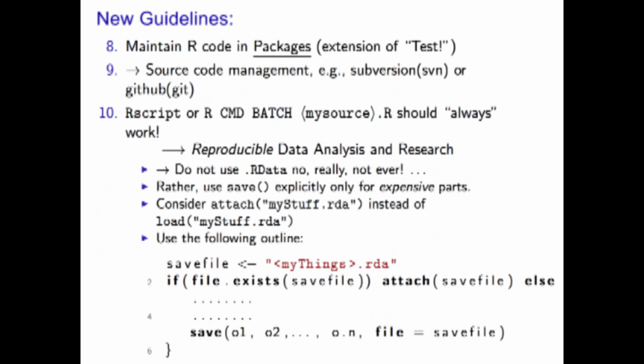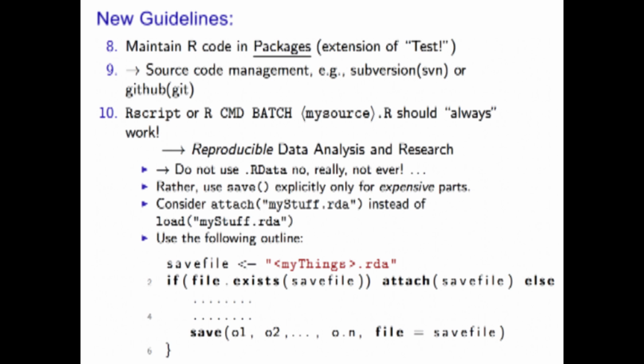So my strict rule is do not use .RData. Not really ever. Don't save your workspace. Rather, get the discipline to do something different. Use save explicitly for expensive parts, and then consider attaching instead of loading these expensive parts. There's a nice difference between the two. If you load such a saved thing, or .RData, for instance, it overrides everything that you have in your workspace if it has the same name.